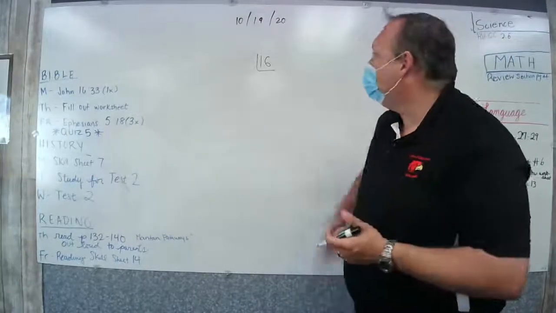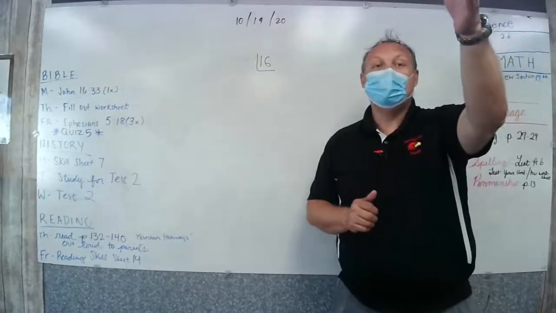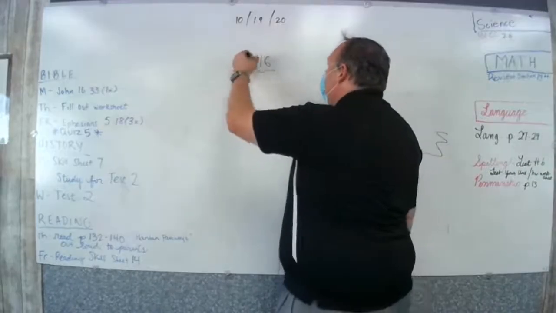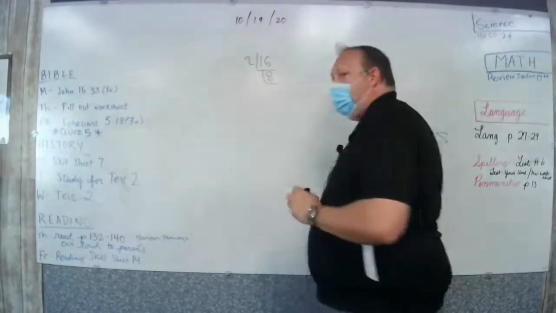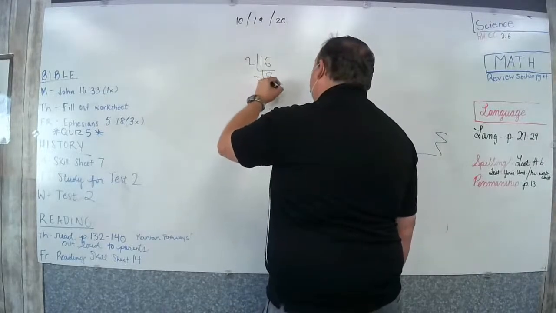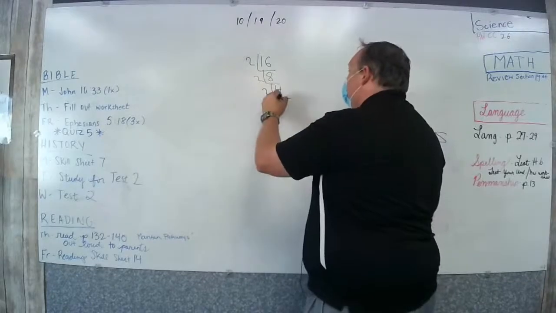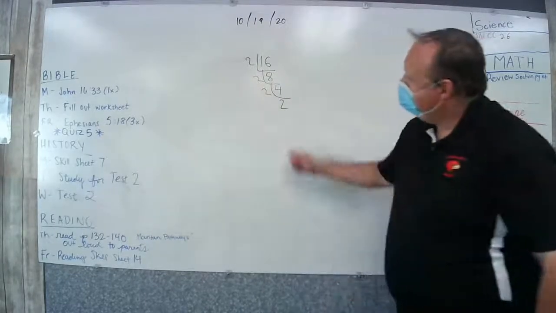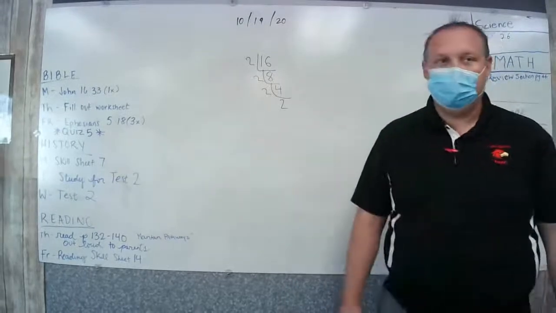Okay? What's a prime number that goes into 16? 2. 16 divided by 2 is? 8. What's the prime number that goes in 8? 2. 8 divided by 2 is? 4. What's the prime number that goes into 4? 2. What do we get? 2. Okay. Is 2 a prime number? Yes. All right. That means we stop right there.